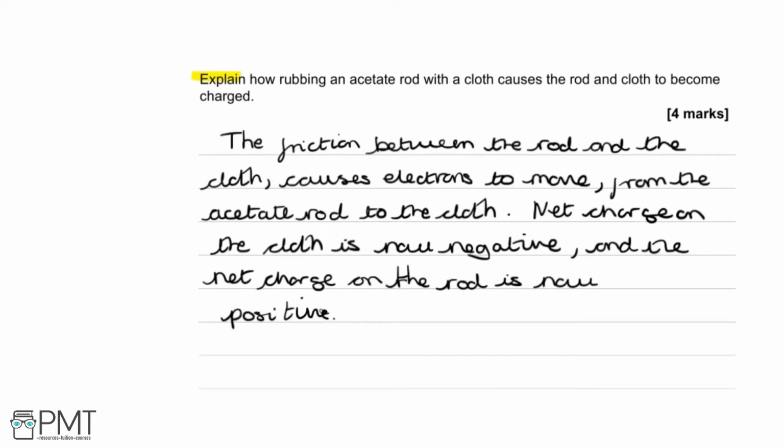This question is marked based off indicative points. We get one indicative point for saying the friction between the rod and the cloth, another for the movement of electrons, another for the direction of the electrons, so from the rod to the cloth, and then two more for saying the net charge on the cloth is now negative and the net charge on the rod is now positive.